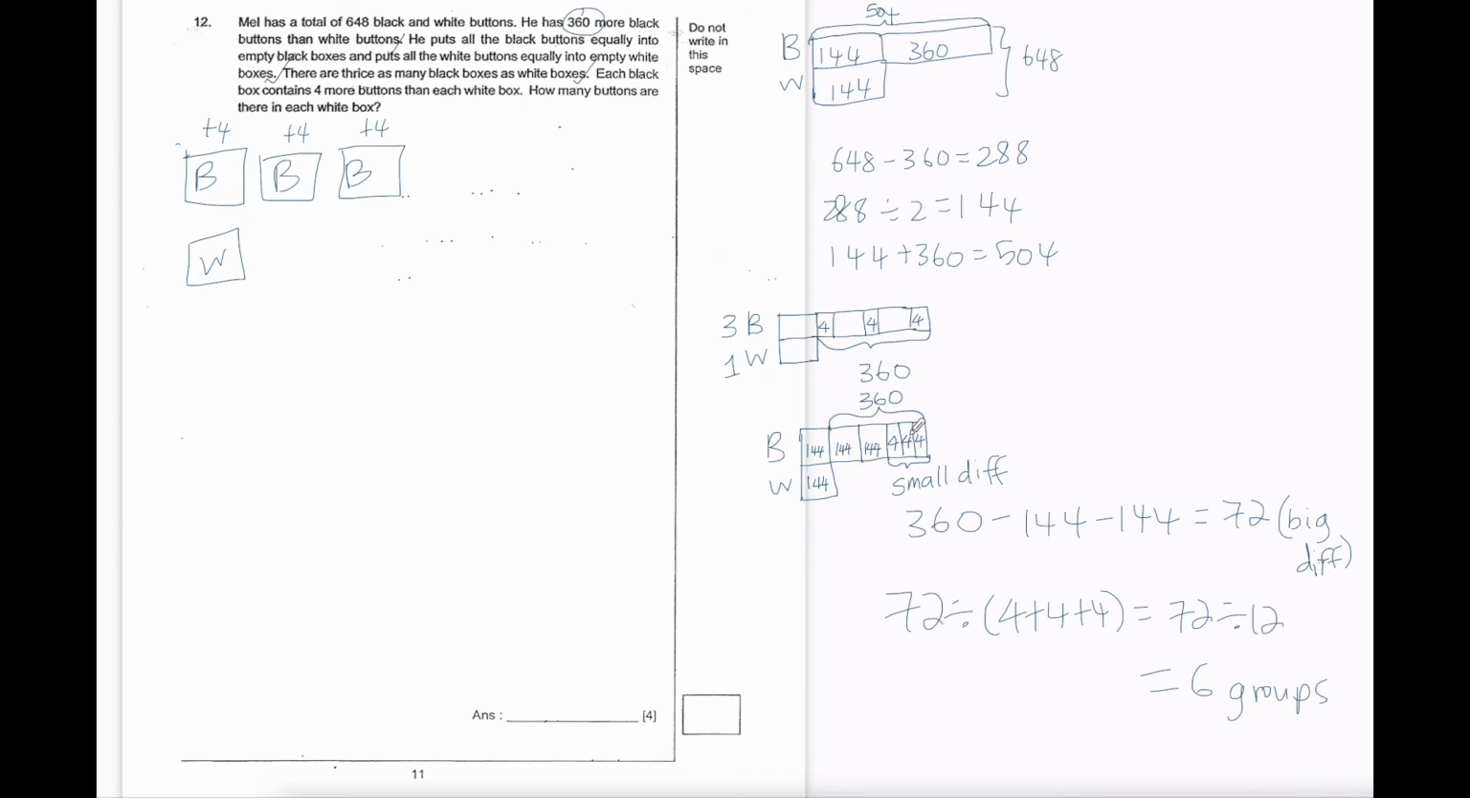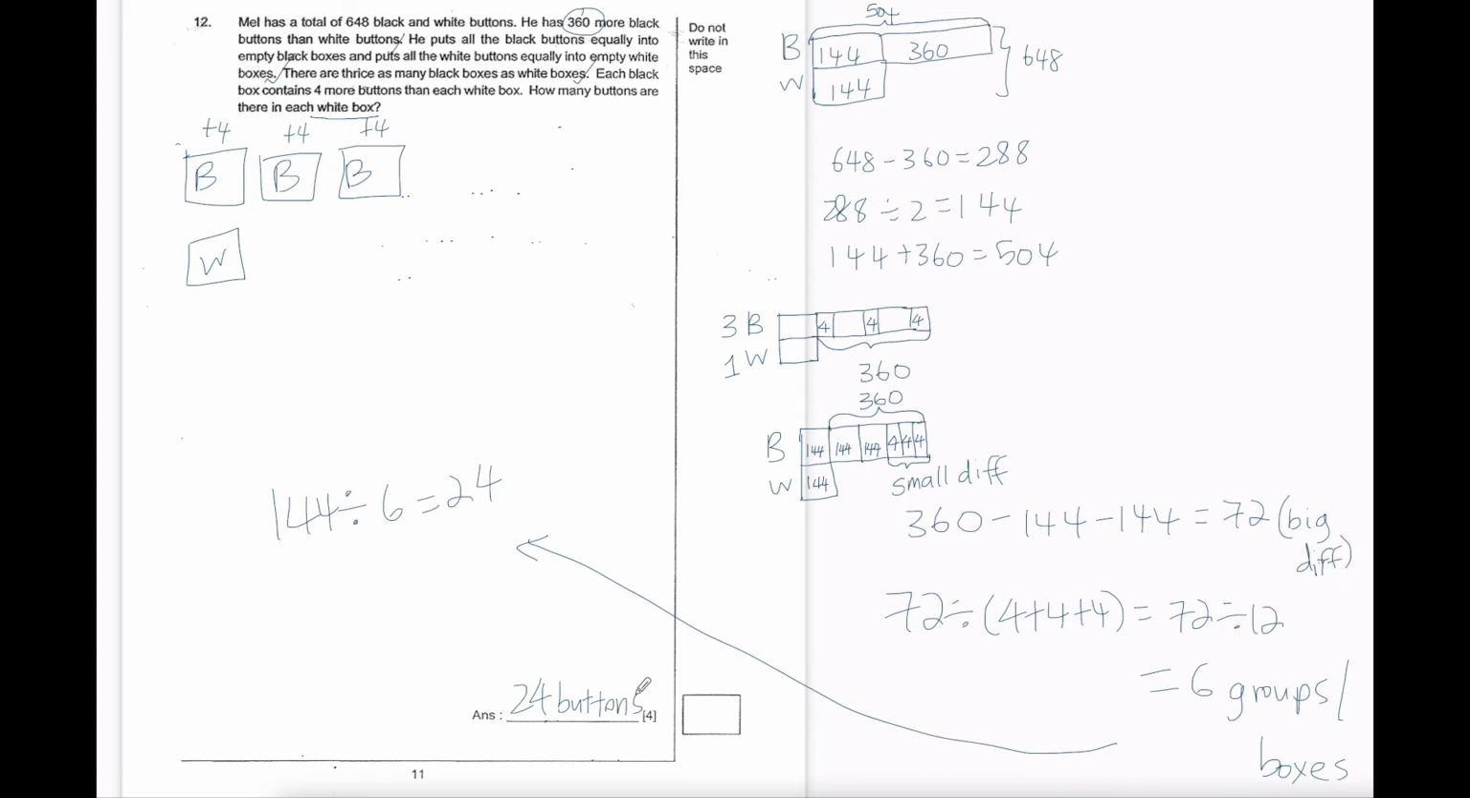Okay, so how many buttons are there in each white box? So how many groups are there? How many boxes are there? There are 6 boxes. Okay, 6 groups or 6 boxes. So I'm going to continue it here. So total I have 144 white buttons. I'll just take 144 divided by 6. I'm going to get 24. So there are 24 white buttons in each box.